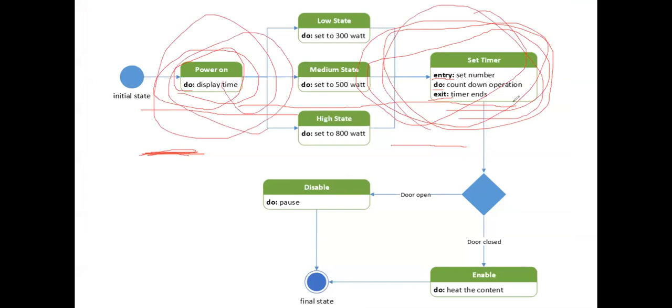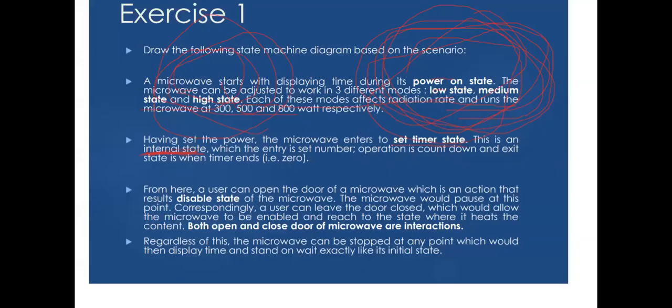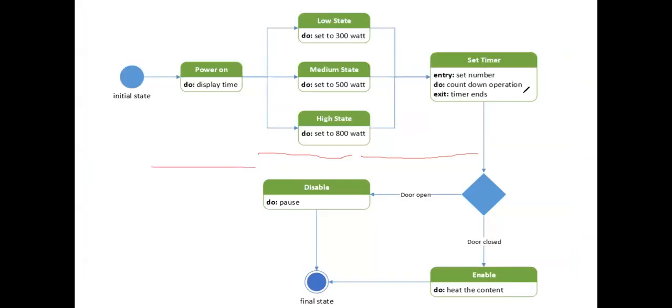Because it's said in the question that this is an internal state, it basically gives you the entry, what happens in the entry, which is setting the number. The operation is countdown, which is do, and exit when the timer ends. Entry sets the number, operation countdown, do, exit state, timer ends. Look at what I did. Set number, countdown, timer ends.